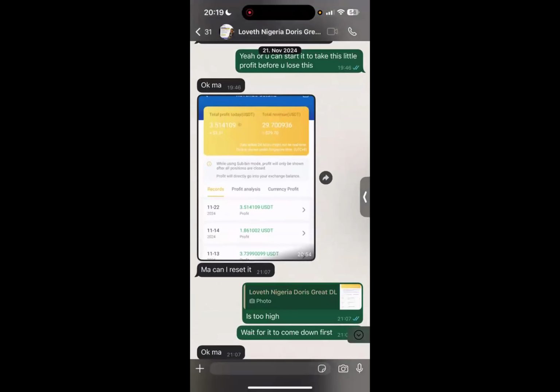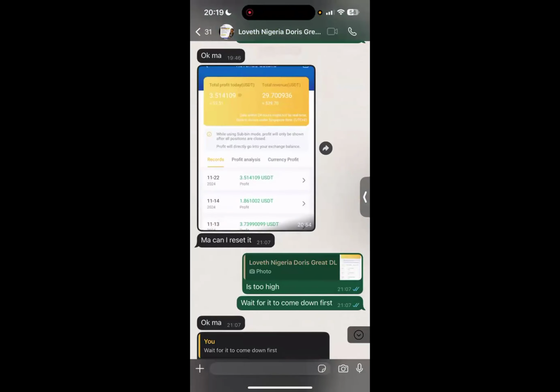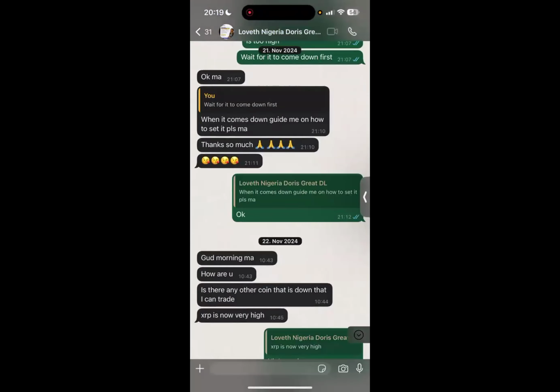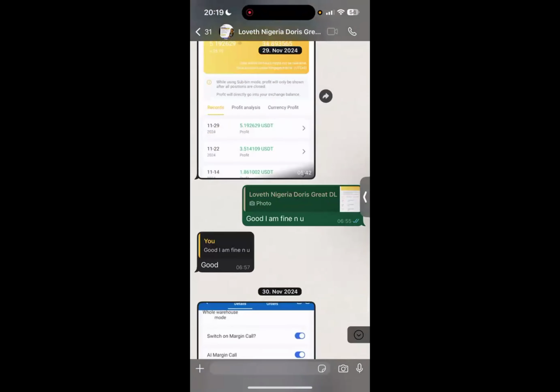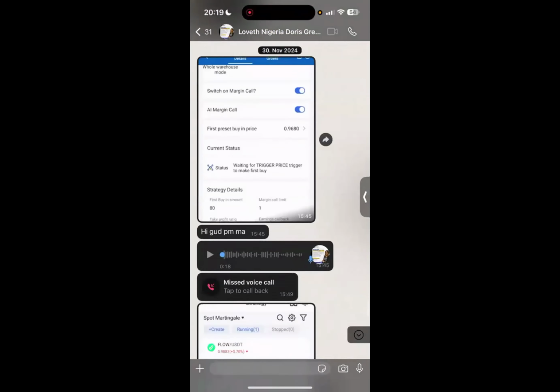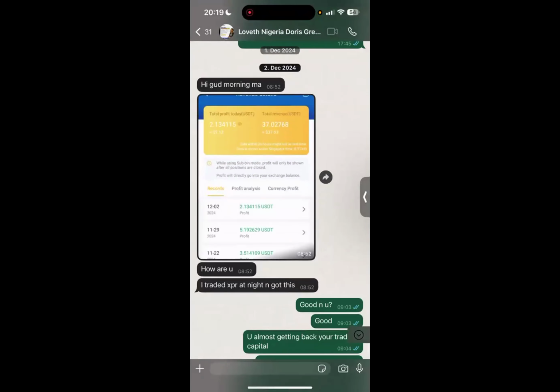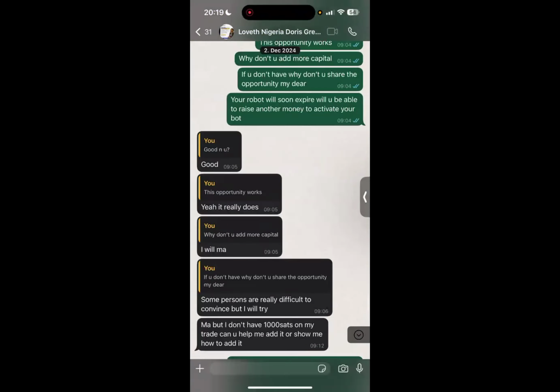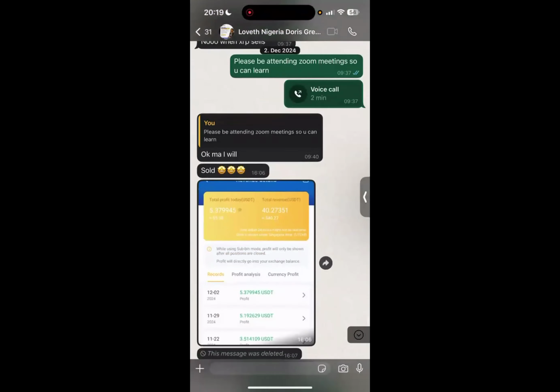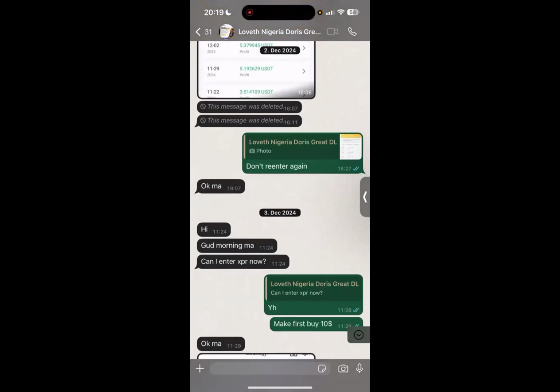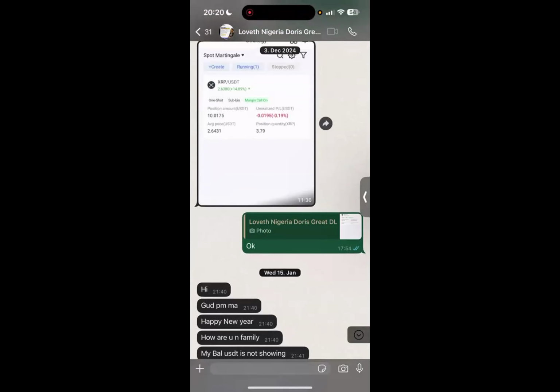How far with your trading? You can see from 23 to 29. Can you see? Then 34. Then 37. Can you see what I'm seeing? I hope you guys are responding. Then 40. This is $50 capital.